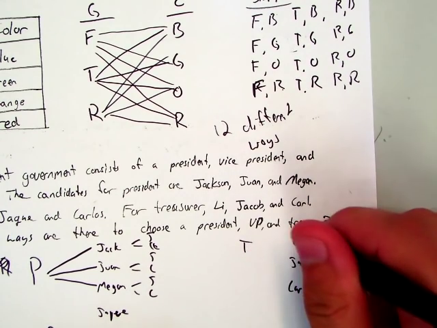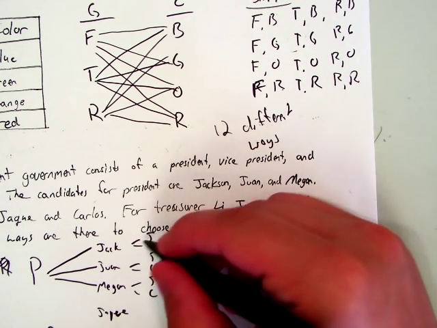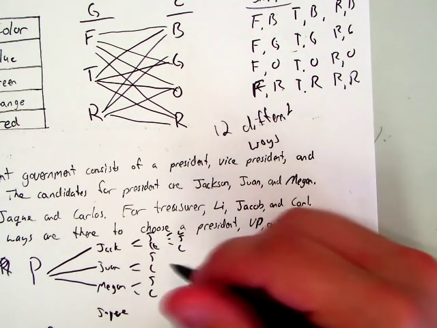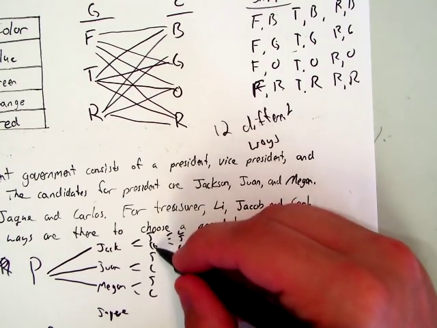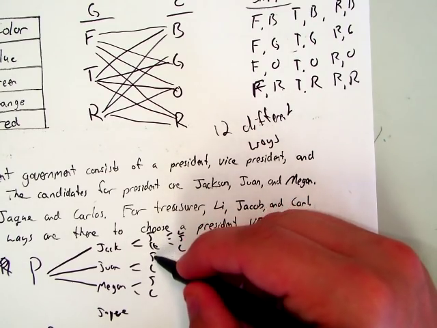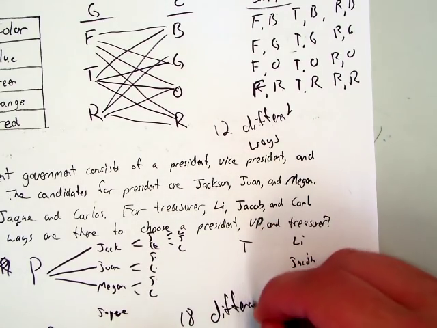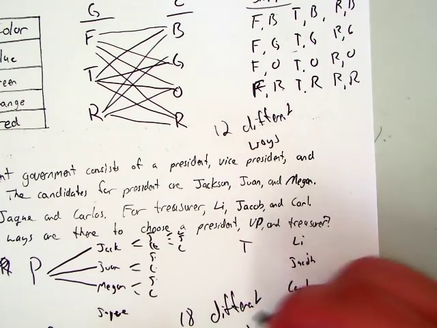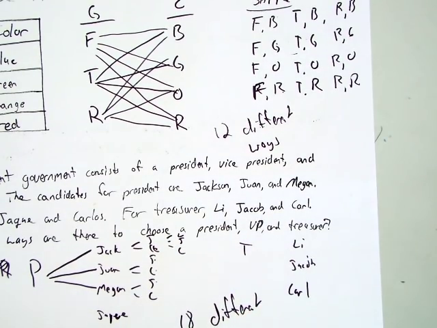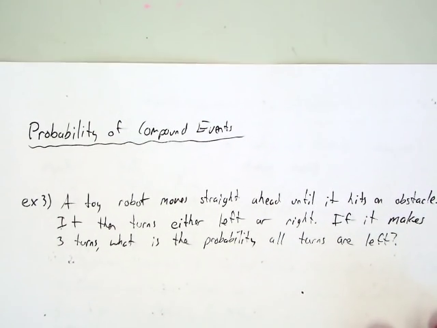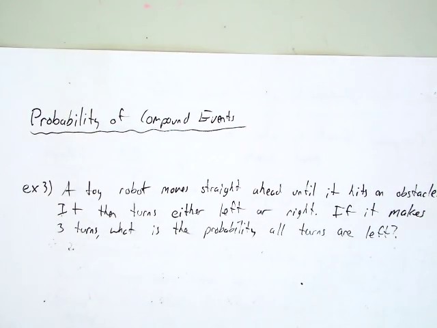For treasurer, we have Lee, Jacob, and Carl. So if we have Jackson and Jackie, she could have Lee, Jacob, or Carl. Same thing here. So we have 3 for each one. So we have 3, 6, 9, 12, 15, 18 different ways. Now, there's a significantly easier way to look at this, and we'll take a look at that in a little bit here. But now that we've figured out how to find the number of total outcomes, let's use that to find the probability of specific outcomes.